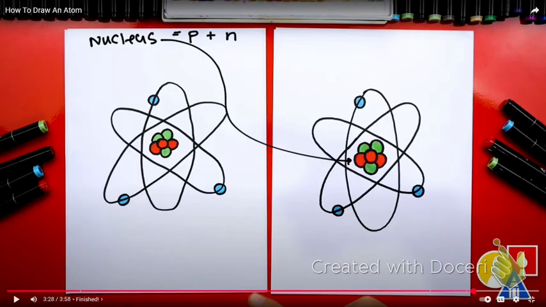Our protons have what kind of charge? So we're going to label these red ones positive charges. Okay? Our protons, good job, have a positive charge.